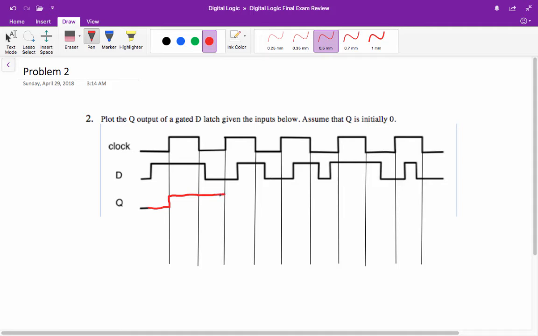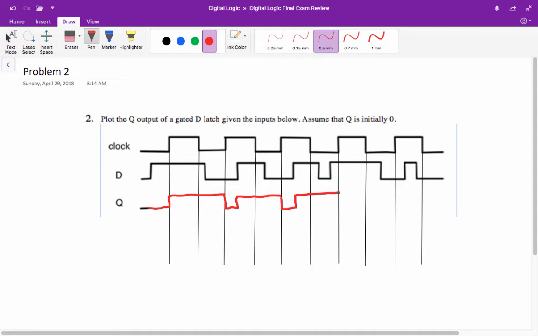Now, when the clock is 1 again, Q will follow D. D here is 0, so Q will become 0. And then the clock is 1, so it can change. When the D input changes, the Q output changes, so it'll become 1 here. Now the clock is 0, so it has to stay 1 for the entire time the clock is 0. Now the clock is 1, so once again Q will follow D. So it's 0 here, and it becomes 1 here. Then it stays 1, and then the clock is 0, so it does not change while the clock is 0.